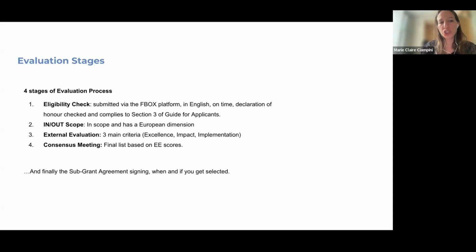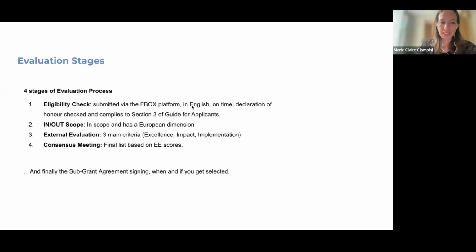So basically, first we check if your application is eligible. So I've already mentioned what makes you eligible, which is that you have to come from member states or associated countries. You have to submit on time. You have to submit in English. You have to submit your application via the Funding Box platform, not via email. All of that is already defined in the Guide for Applicants in Section 3. You also have to complete the Declaration of Honor, which is a section on the application form where you basically agree to the terms and conditions.